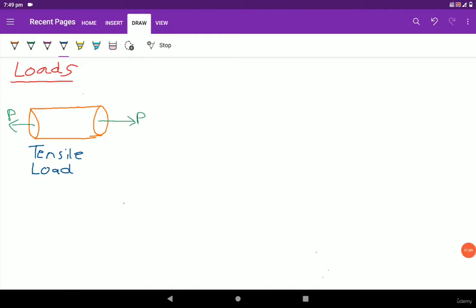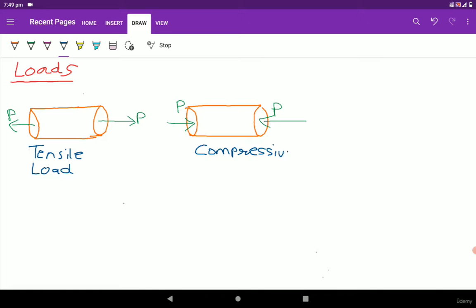Now the other possibility of the loading looks something like this. So the nature of load is this. So this type of load is called compressive load.